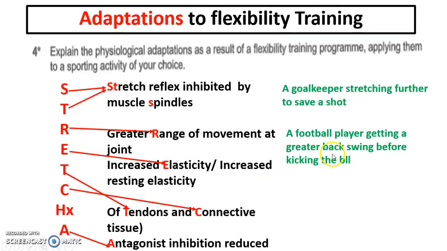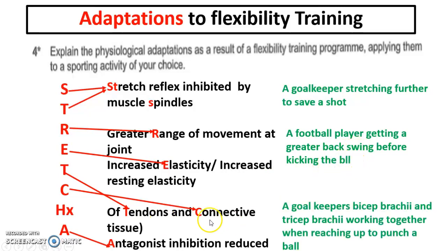They could get a greater backswing before kicking a ball, which means they could kick it further. And then finally, you have this idea here, a reduced antagonist inhibition. So give an example of maybe where in your sport it could be a goalkeeper's bicep brachii and tricep brachii working together when reaching up to punch a ball as a result of flexibility training at the elbow.